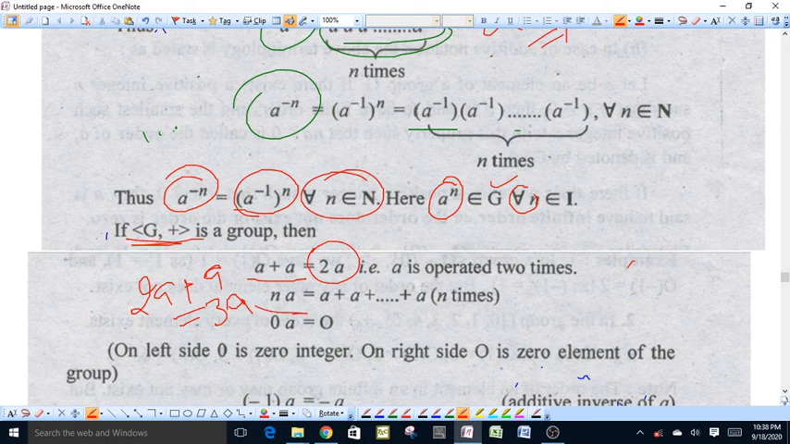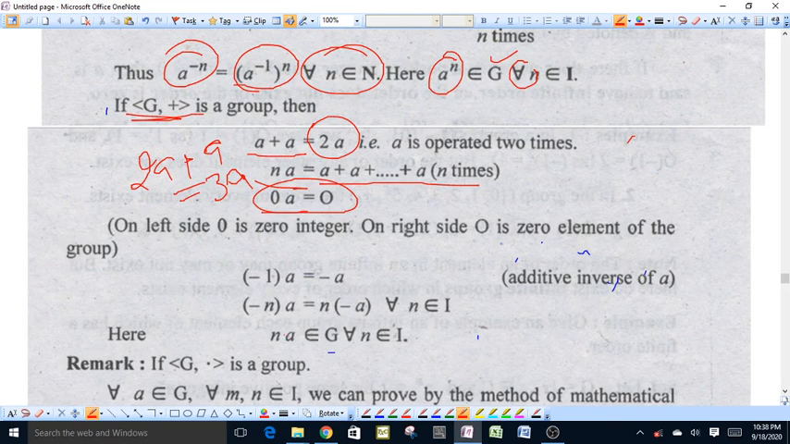nA, which is addition of A n times, because the group is closed under addition, is also an element of G. If we take n equal to 0, then 0A is equal to 0. Here the left side 0 is the integer 0, and the right side 0 is the 0 element of the group, which is the identity element of the group.